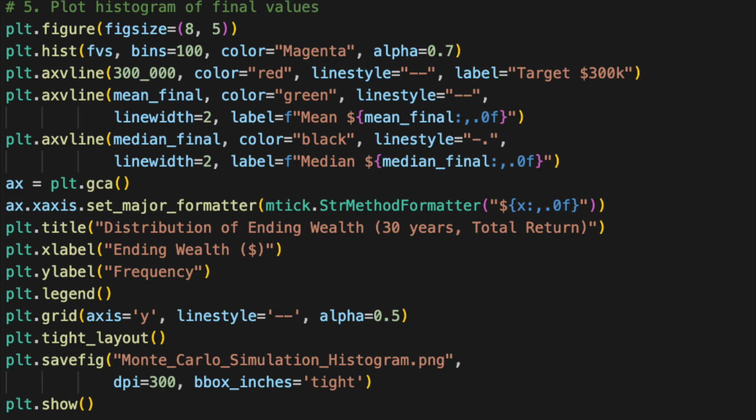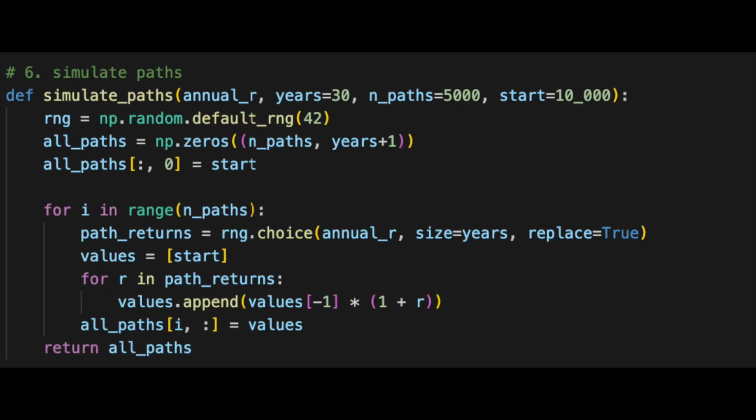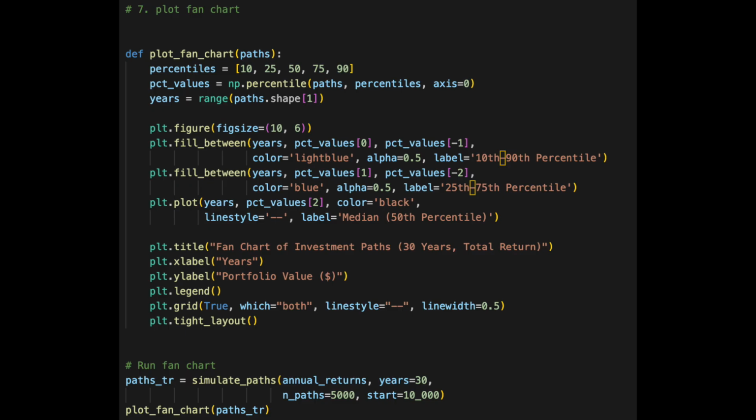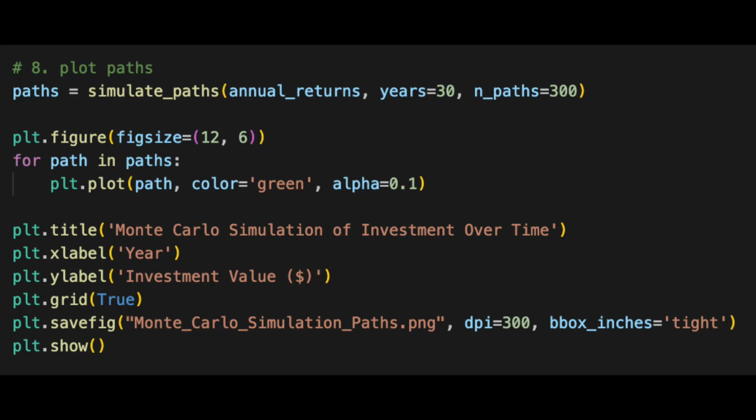Using Matplotlib, we perform three key visualizations, the first being a histogram. Next, we will simulate the paths of the investors' portfolios for 30 years for the next two visualizations. Using the paths generated, first we will create a fan chart, and then we will make a time series chart depicting the investment paths over 30 years.